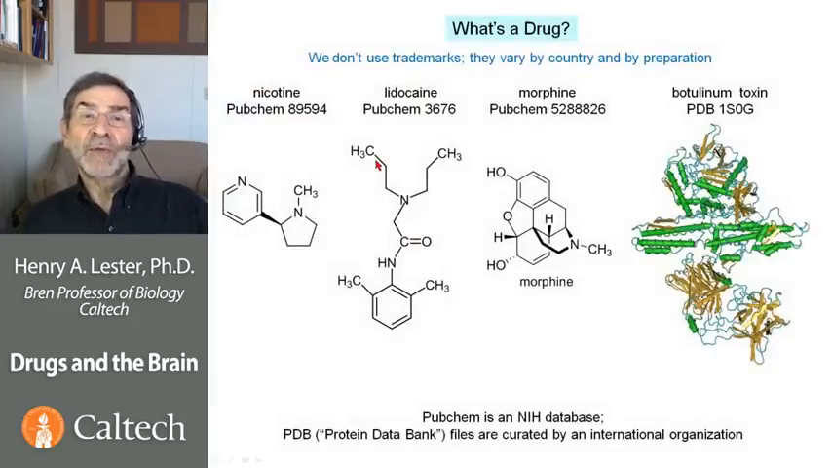First of all, we start with the question, what's a drug? And we will discuss 4 typical drugs that serve as models for several aspects of drugs in the brain. Nicotine, the addictive drug in tobacco, lidocaine, a local anesthetic, morphine, an analgesic and an abused drug, and botulinum toxin.